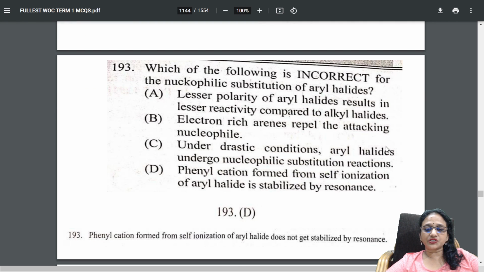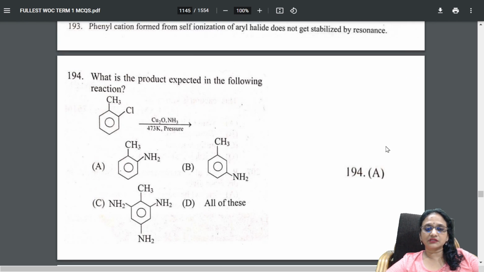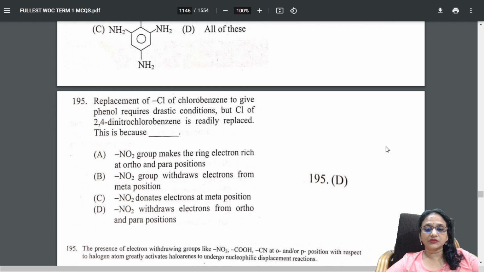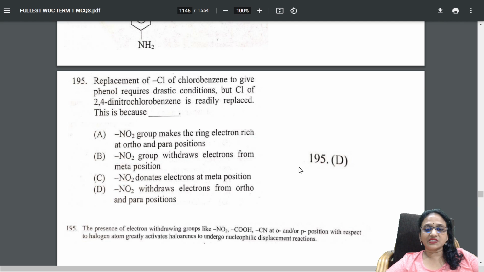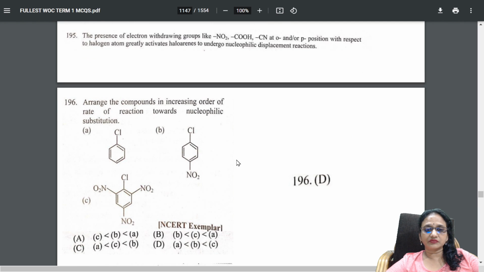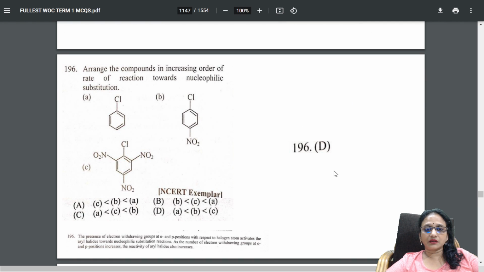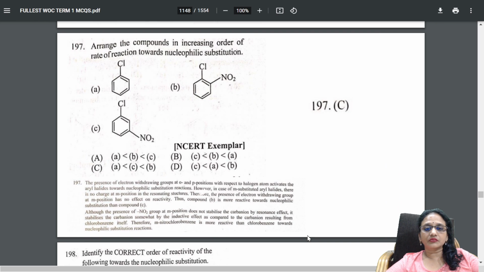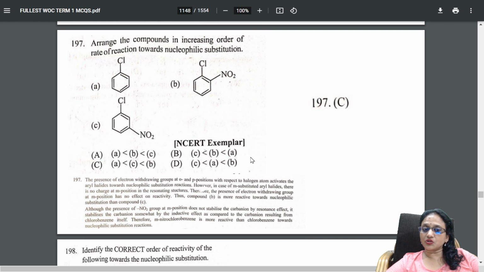Okay. Further questions about phenyl cation. Reactions of your aromatic ring. Reactions of chlorobenzene. Nucleophilic substitution reactions order. They'll give you an example and you should check with the order. Reason also is given below. Nucleophilic substitution order with electron withdrawing group and electron donating group at ortho position, meta position. What happens? Reason also is given here.